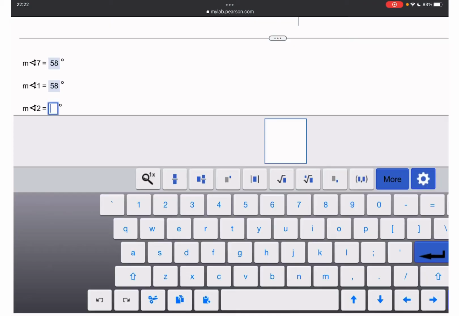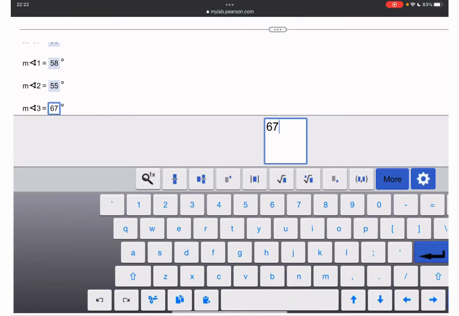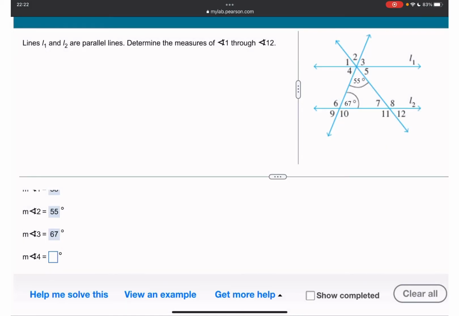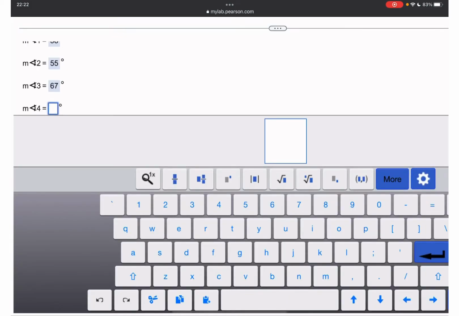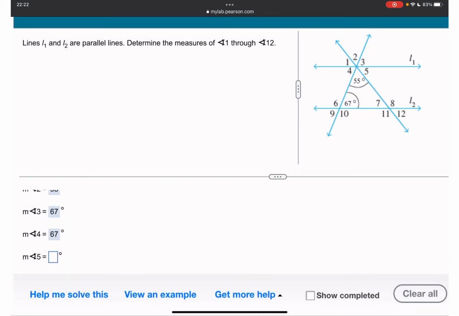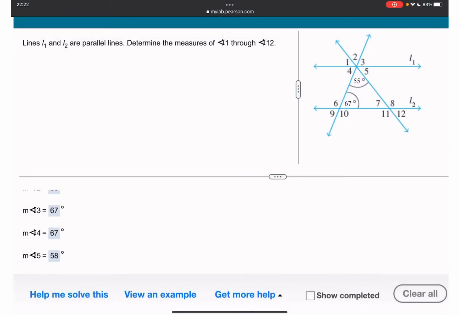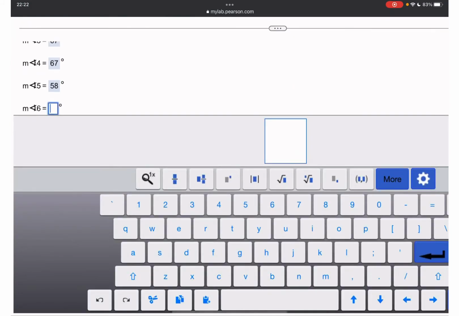Angle 2, I have 55. Okay. Angle 3, I have 67. Okay, angle 4, I have also 67. Angle 5, I have 58. So far, so good. Angle 6 is 113. It's up to the angle.